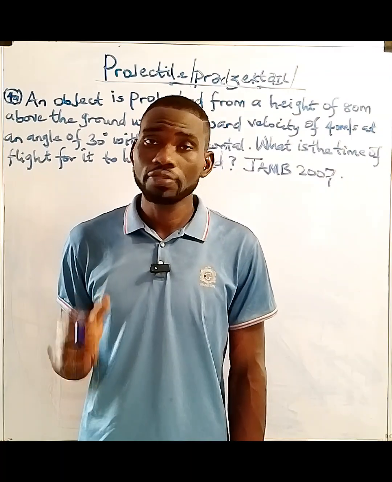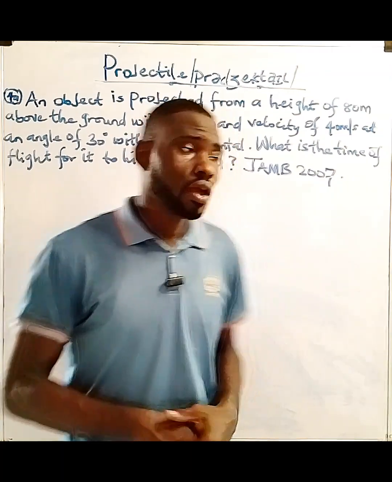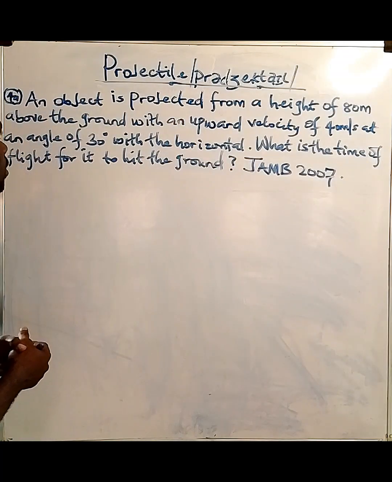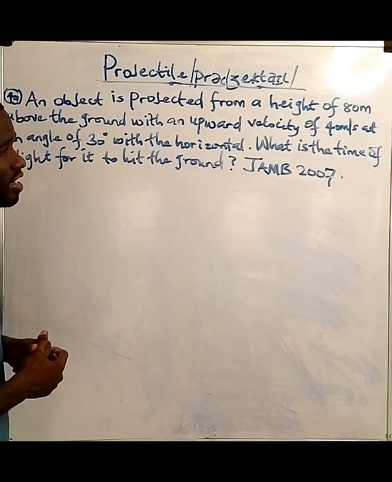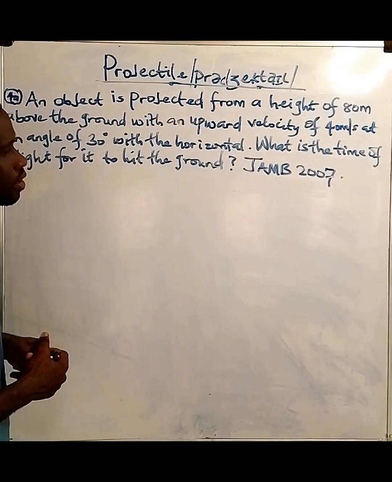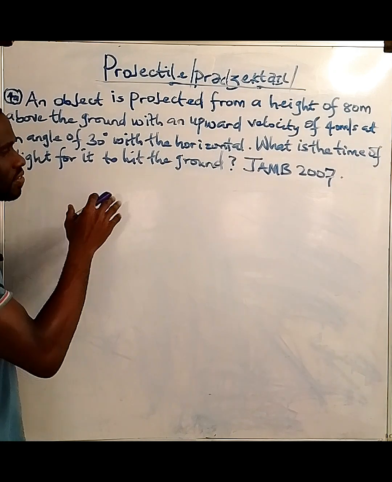Okay, guys, we're going to be looking at the first example under the fourth series of examples on projectile. So right here we have an object is projected from a height of 80 meters above the ground with an upward velocity of 40 meters per second at an angle of 30 degrees with the horizontal. What is the time of flight for it to hit the ground?